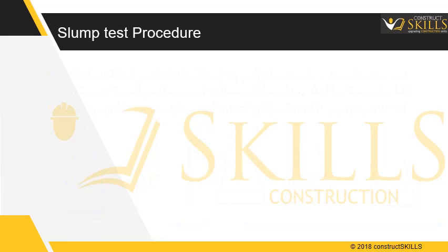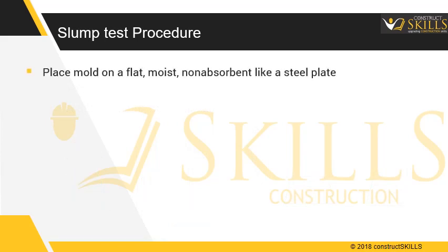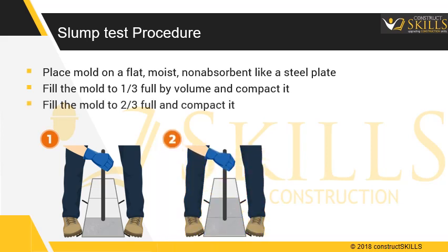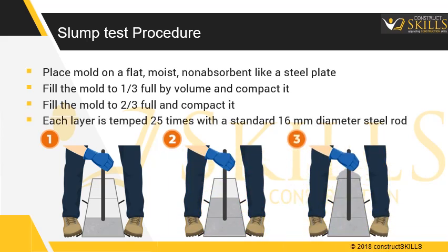Procedure for slump test. First, place the mold on a flat, moist, non-absorbent surface, like a steel plate. Fill the mold to 1/3 full by volume and compact it. Fill the mold to 2/3 full and compact it. Each layer shall be tamped 25 times with a standard 16 mm diameter steel rod.